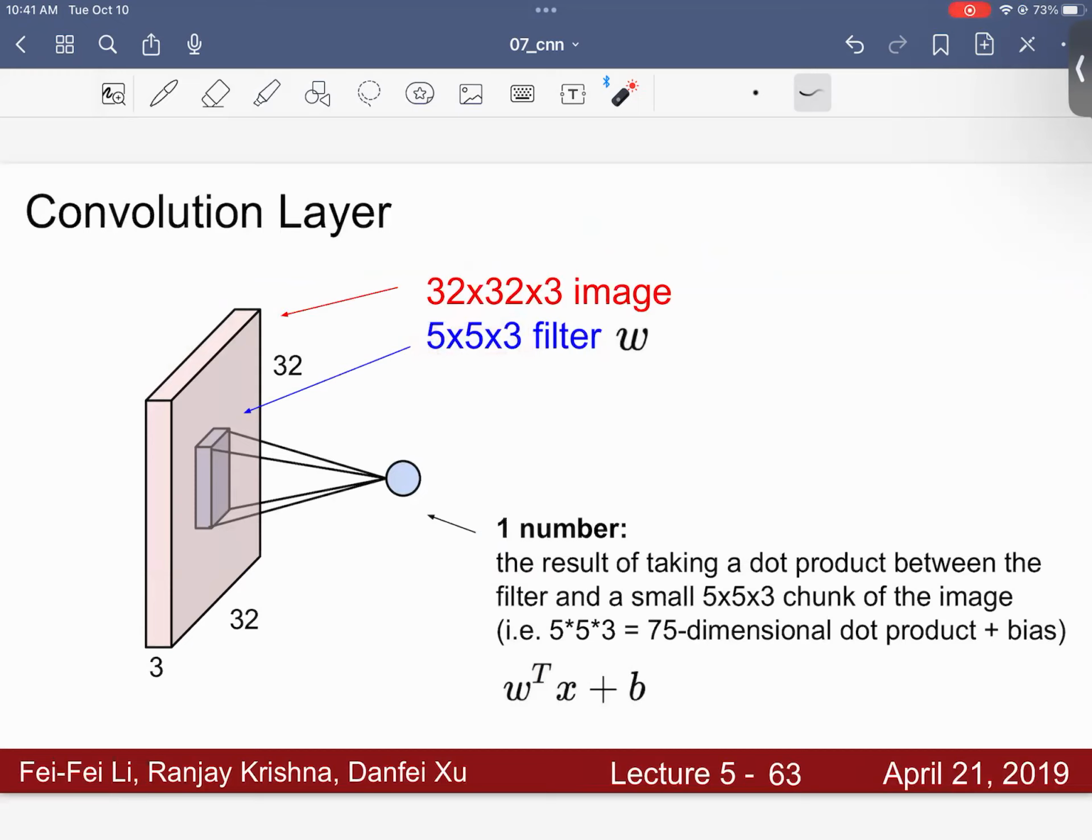What happens is that if you have a single filter that is 5 by 5 by 3 in size, and you put it on top of the 32 by 32 by 3 image, right here, you just do a dot product between the filter and the small 5 by 5 by 3 chunk of the image.